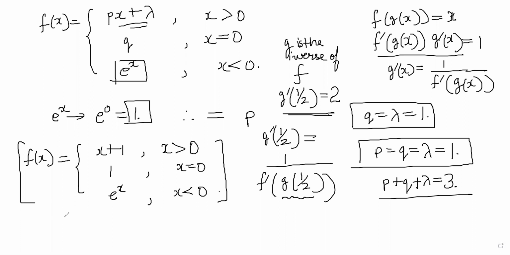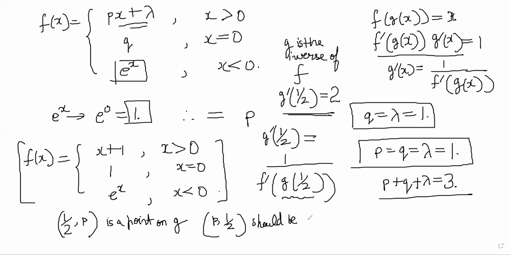So g is the inverse function. So if half comma p is a point on g, then p comma half should be a point on f, by standard theory of inverse. Possibly I've made some mistake here. Let me just think about it for a moment. g is the inverse of f, and g dash half you have to find.